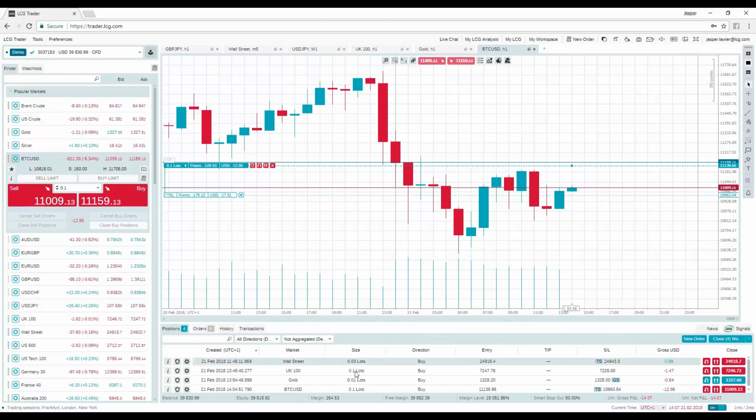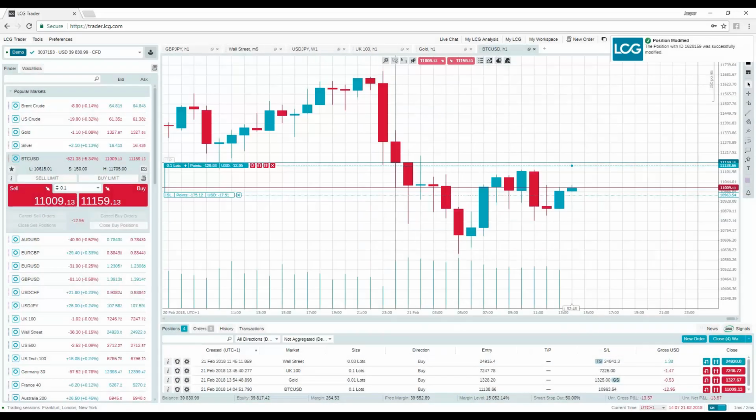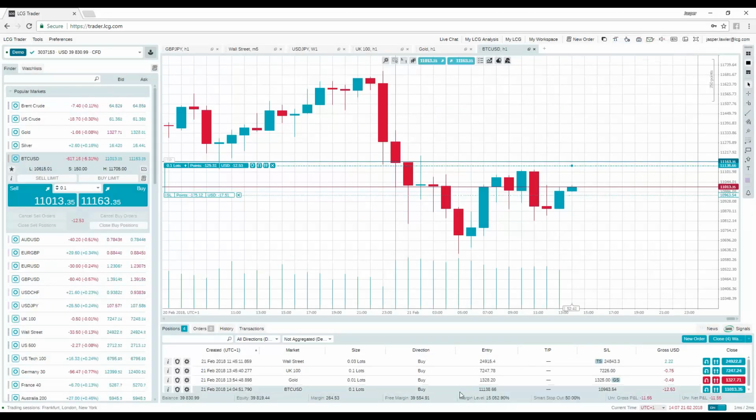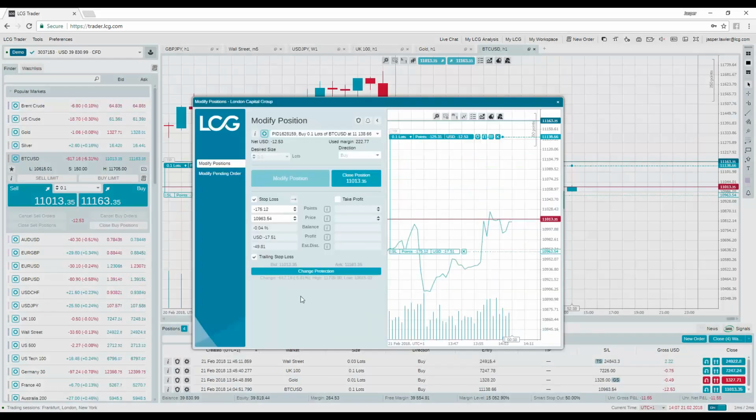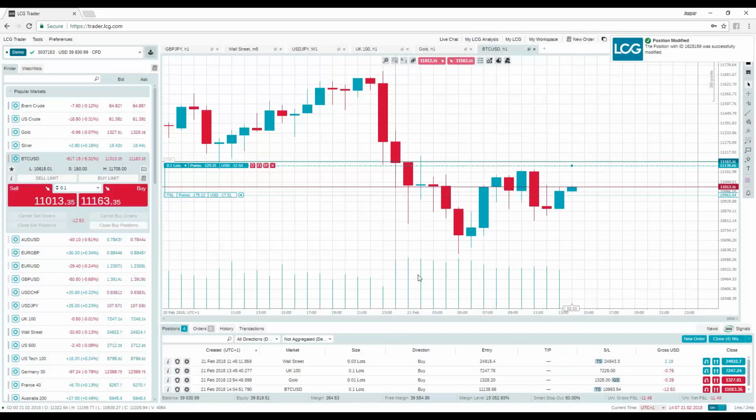And then, as I said, if we wanted to modify it and make it not a trailing stop anymore, change protection. It's still a stop loss in the same position down here, but it's just not a trailing stop anymore. Oh, maybe we want to make it a trailing stop again. Modify position, make it a trailing stop again. Change protection. Doesn't cost you anything extra. You're just modifying how you're managing the trade.